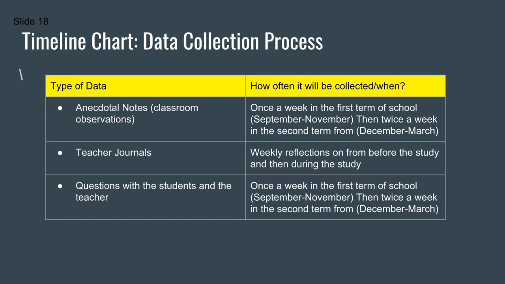So, a timeline chart of the data collection process. First, I'm going to be taking anecdotal notes, once a week in the first term of the school, and then twice a week in the second term from December to March. So twice a week to be seeing how my strategies have changed and helped the students improve, and then afterwards to see how well they're still doing once those strategies were implemented, and to see if they're still being used.